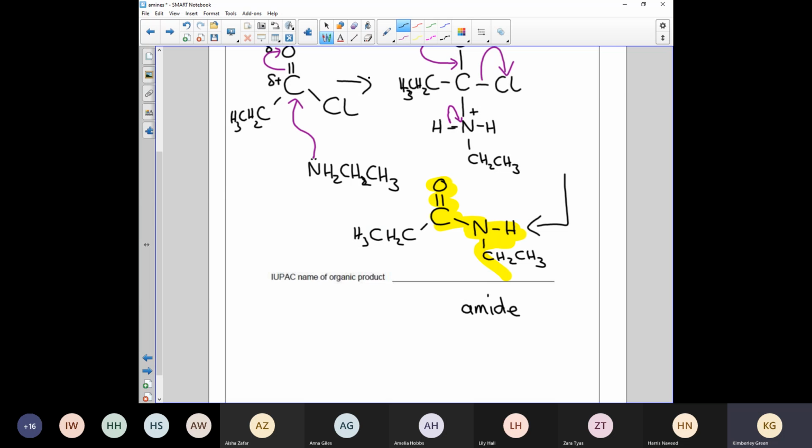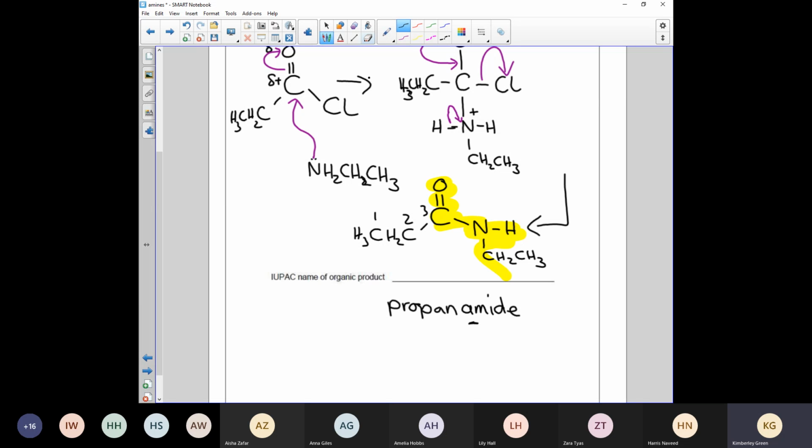Now I have to know what kind of amide, so I'm going to count my carbons in the amide chain. The amide chain is the one with the C double bond O. So I've got 1, 2, 3. So 3 carbons. So I need to call it propanamide. No E in this one because amide starts with an A. If we put an E in, that'd be 2 vowels together, which wouldn't be correct, okay? So we've got propanamide.